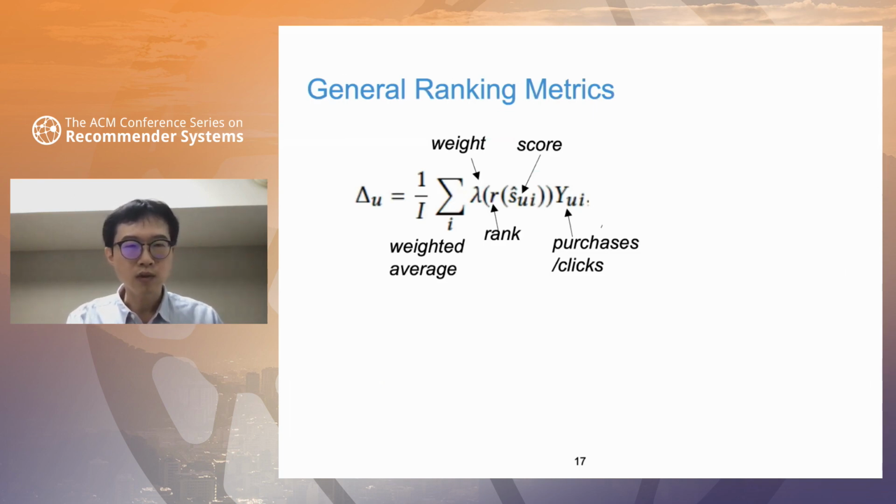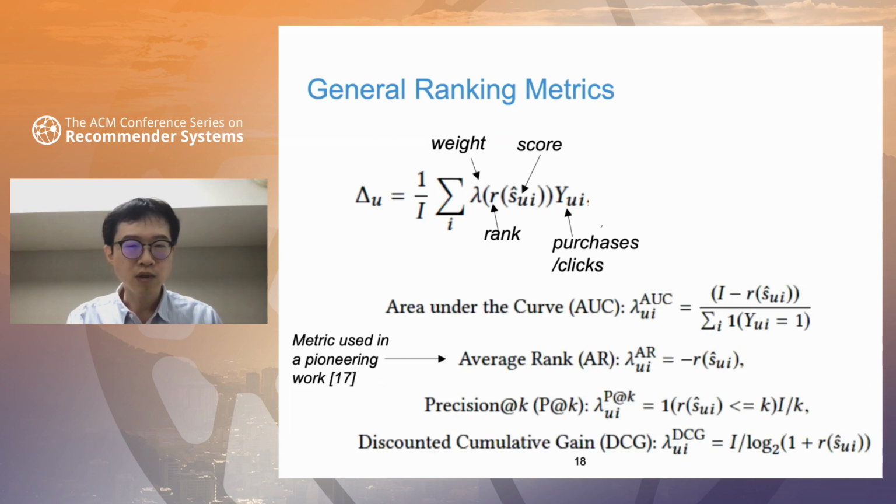Okay, so the ranking metrics are generally expressed in this formula. That is the weighted average of purchase or clicks, positive feedback. Here, this rate is determined by the ranking position of items, and the rank is determined by the predicted score of the items. Various popular metrics are included in this form, such as AUC, precision, and DCG.